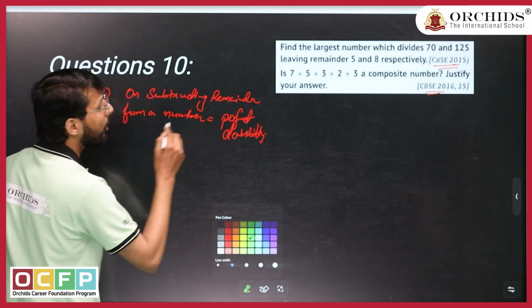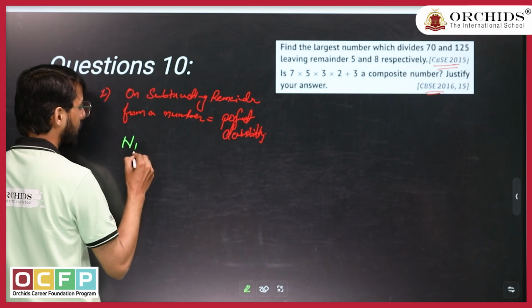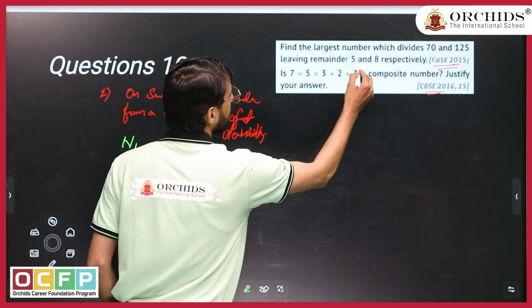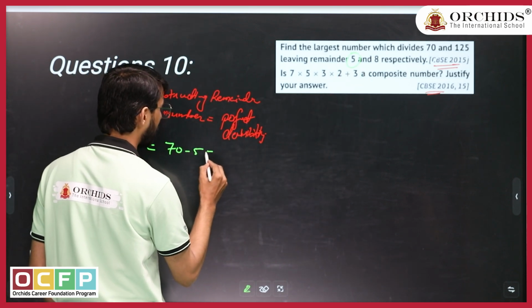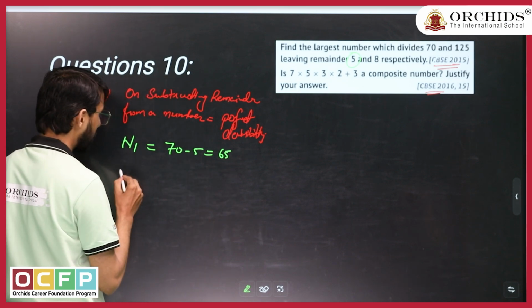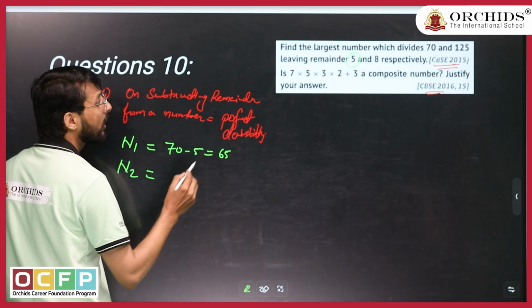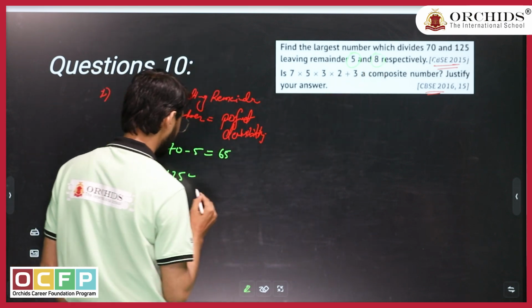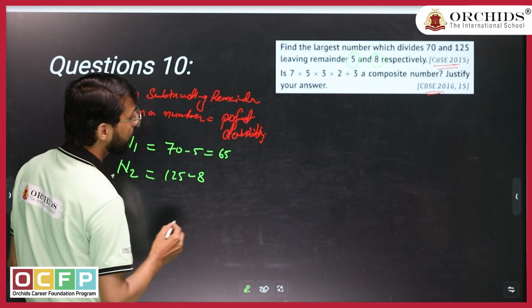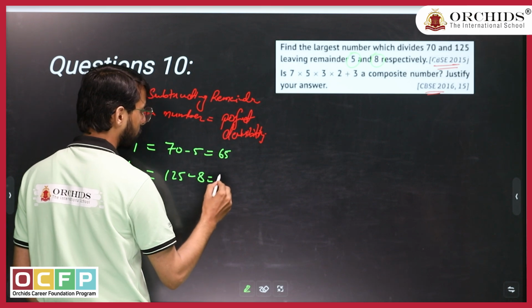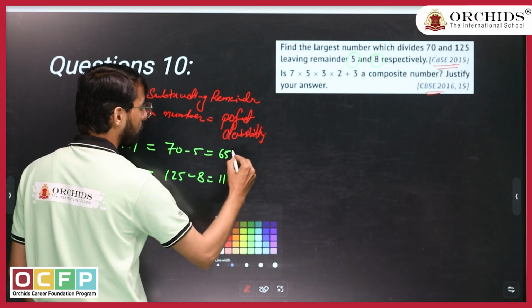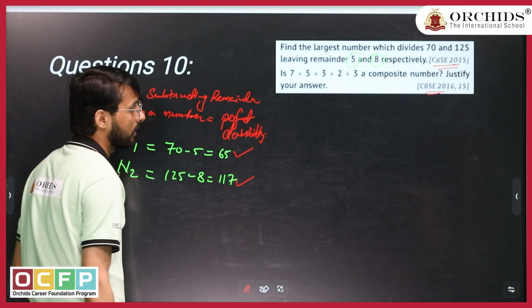My first number n1 was 70. I am subtracting the first remainder, 5, and I get 65. The second number n2 is 125, and I am subtracting 8, so 125 minus 8 is 117. Now the two numbers which we got are 65 and 117.